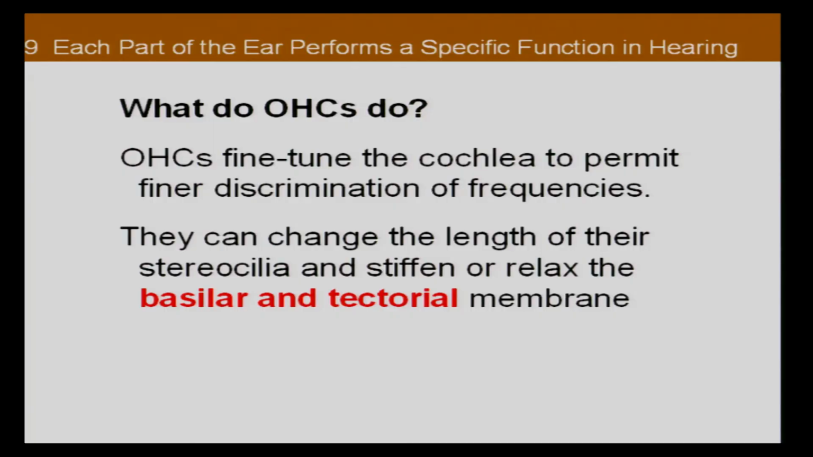We talked about inner hair cells, and the inner hair cells are the ones that are really conveying most of the sound through the primary auditory nerve. What about the outer hair cells? Outer hair cells fine-tune the cochlea to permit finer discrimination of frequencies. And they can change the length of their stereocilia. And by doing that, that actually both stiffens the basilar membrane and has effects on the tectorial membrane. So if you change the quality of both those membranes, you're going to change the sensitivity of your neighbor, the inner hair cell. And that can either fine-tune it or dampen it down. But in most of these cases, the outer hair cells are working to better tune the auditory information coming in.